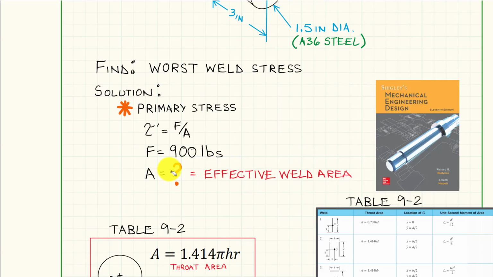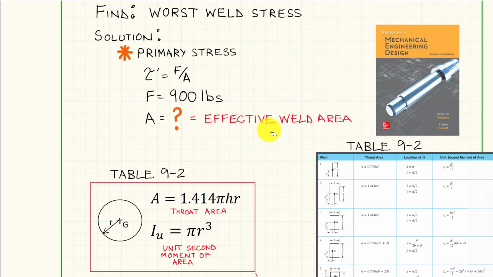Okay, I need to use that effective area across that weld, but it's going around a circle. This is where we're not going to really try and dip into the heavy theory of what the machine elements course is going to do, but we're just going to leverage a simple table out of their book, from table 9-2, and the book is Shigley's Mechanical Engineering Design.